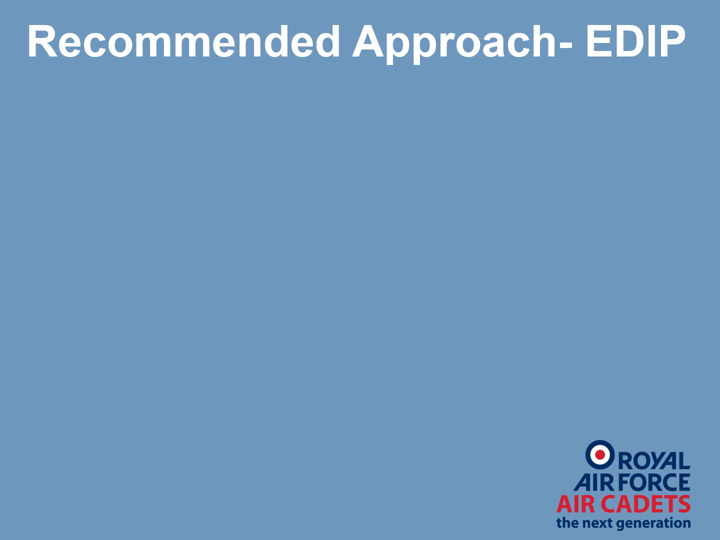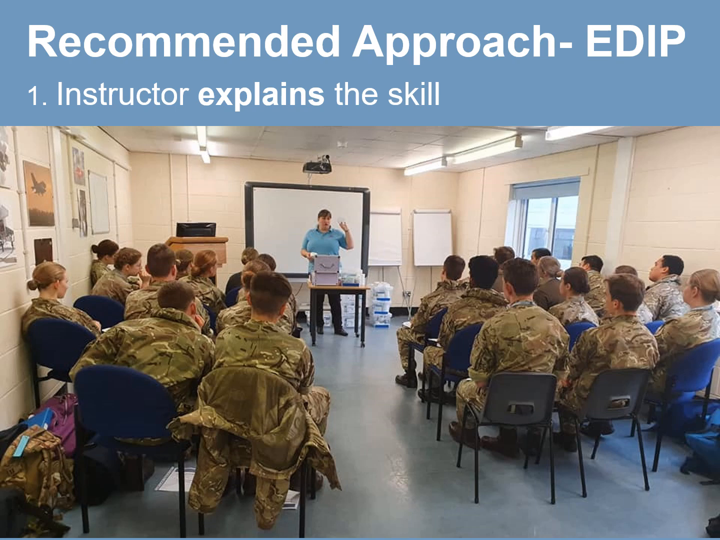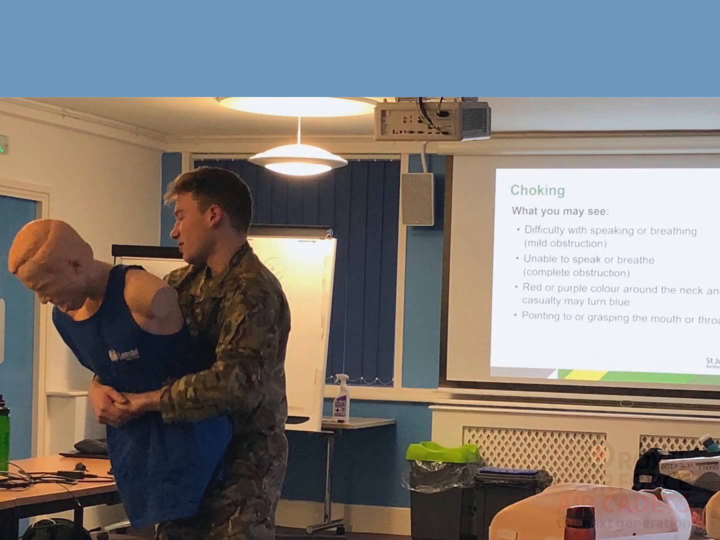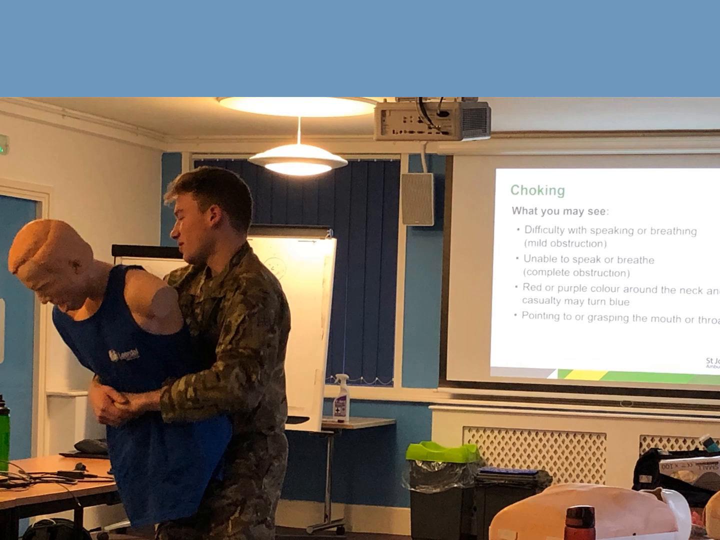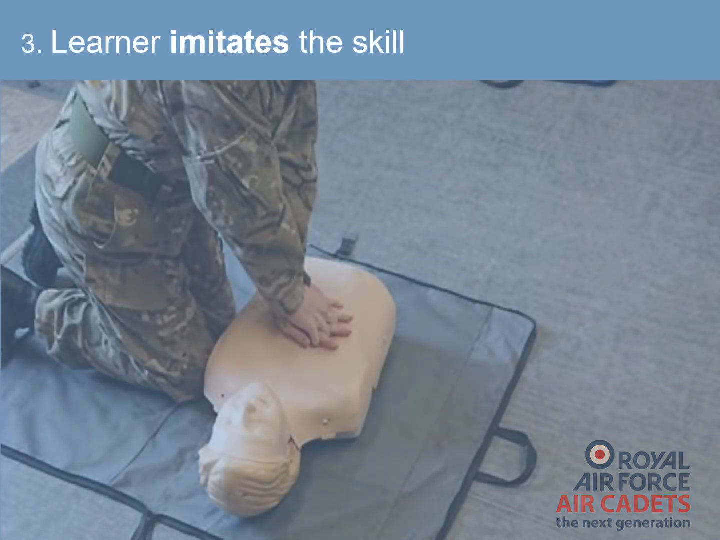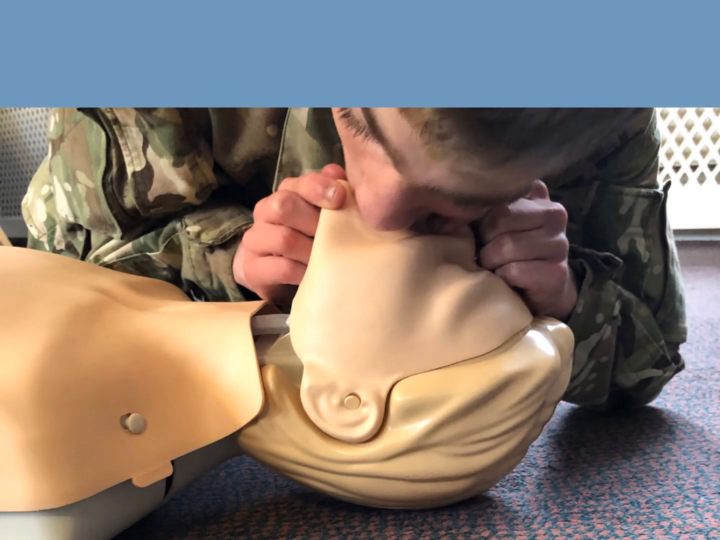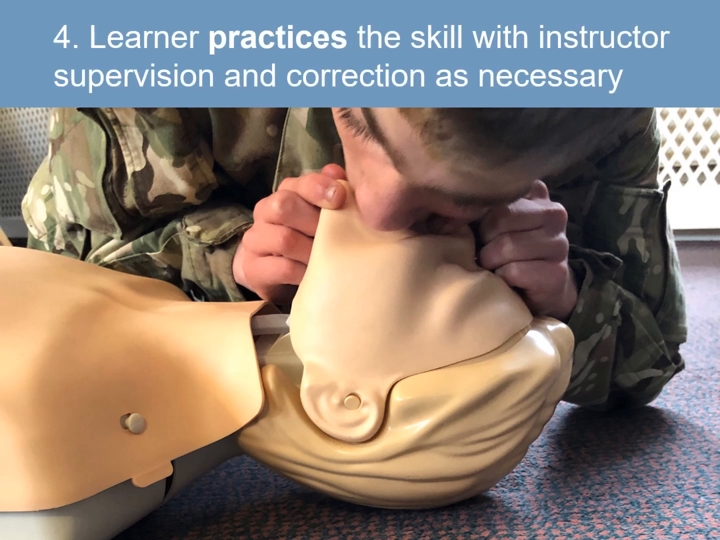Firstly, the instructor would explain the skill, slowly and giving detail where appropriate. Then the instructor demonstrates the skill at full speed with the learners observing. The learner would then imitate the skill with the trainer observing. Finally, the learner practices the skill with the instructor supervising and correcting as necessary. Explain, demonstrate, imitate, practice.